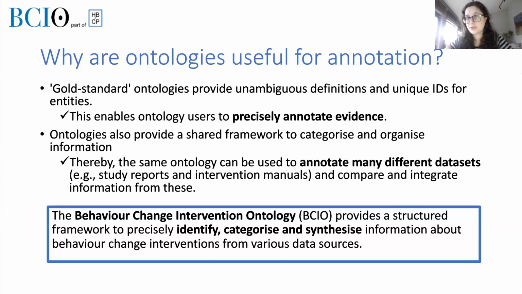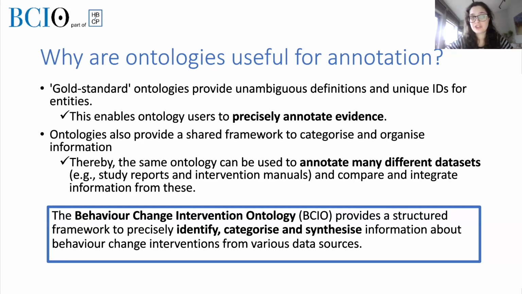Why ontology is useful for annotation. So gold standard ontologies provide unambiguous definitions and unique IDs for entities. This means that ontology users can precisely annotate evidence. So they can use those unambiguous definitions and unique IDs to do more consistent and precise annotations.